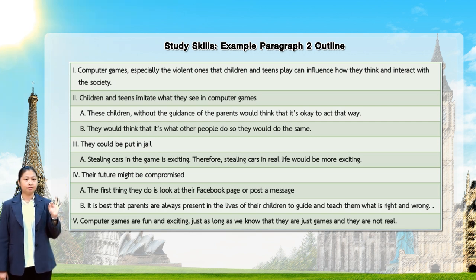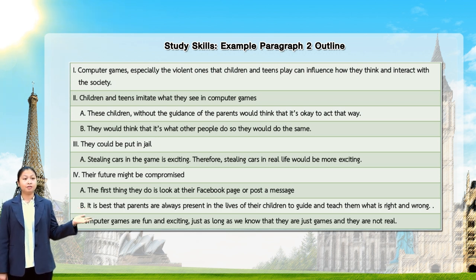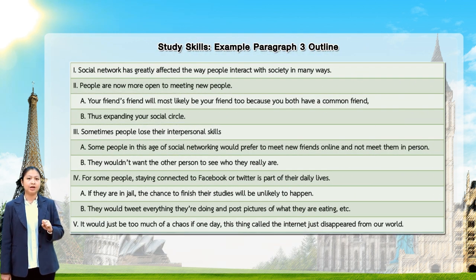Roman numeral number 3, using other people's ideas as one's own idea, there is one detail, and that is letter A. And for the third reason, not thinking before posting or making comments, 2 details were given, A and B. So in an outline, we use Roman numerals, numbers, and letters.